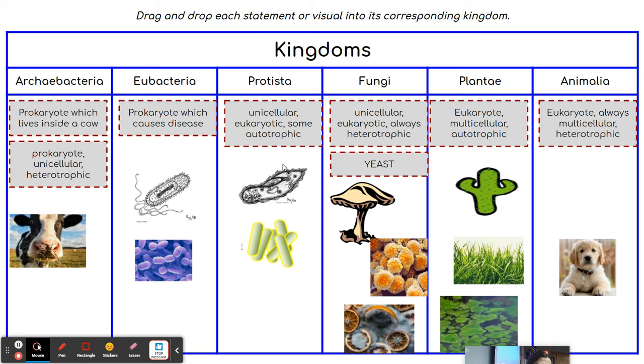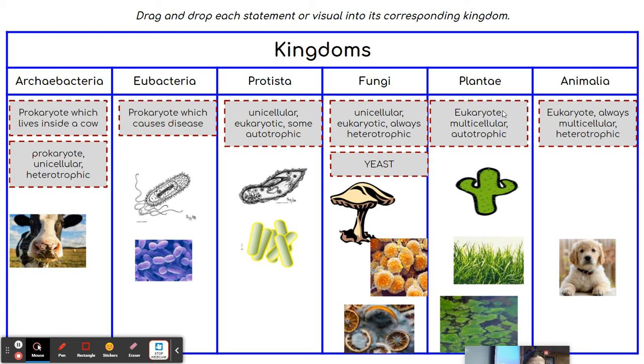Protista are unicellular, eukaryotic organisms. Now, these guys have nuclei where their DNA is contained, as well as membrane-bound organelles. Fungi are unicellular, eukaryotic. Remember, that means they have that nucleus, and they're always heterotrophic, where they obtain their energy from dead, decaying material. Yeast and mold would also be in here as well.